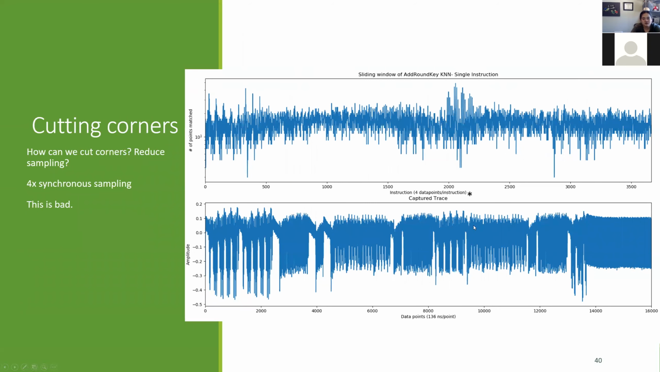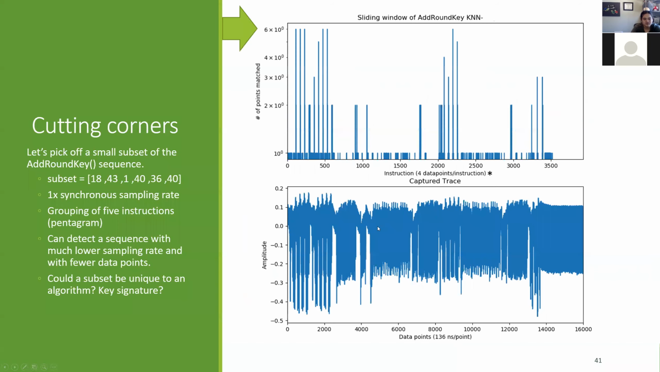So you can cut corners further by essentially reducing the sampling rate. And this shows bad performance here. And here's another example of where we cut corners in the right way, where we have a fewer number of instructions matched, but we can still determine that we're in add round key in this spot, and this spot.